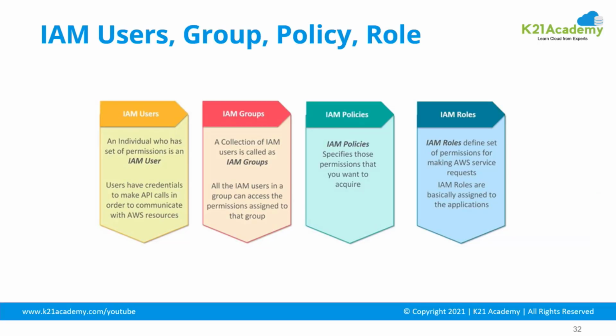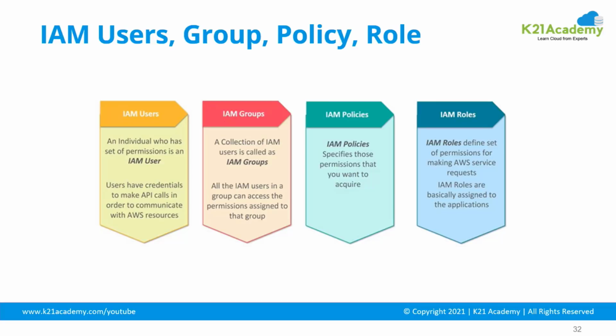So first, let's begin with the overview of these four main things within AWS, which are users, groups, policies, and roles. The IAM users are individuals like you and me with a set of permissions, the ones who can log in to the console, or log in through the command line, or do something on the AWS cloud. Users typically have credentials, which could be a password, or a key, or something to make an API call, which is an application programming interface call, or they might be doing it from the console, or different ways to access the AWS resources.